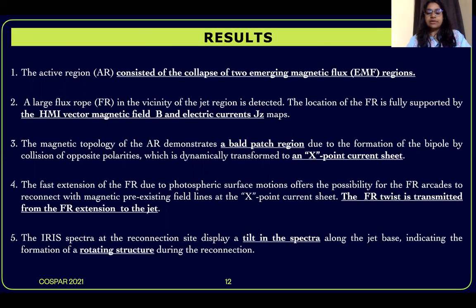So our results are: the active region was a result of collapsing between two emerging flux regions. A large flux rope in the vicinity of the jet region was detected, and it was supported by the MHD simulations and the observations as well. The magnetic topology of the active region explains that it was a bald patch region, and afterwards it was transformed to an X-point current sheet. The fast extension of the flux rope due to photospheric surface motions provides a possibility for the transfer of twist to the jet. And the IRIS spectra at the reconnection site show a tilt in the spectrum, which is evidence for the rotating structure.